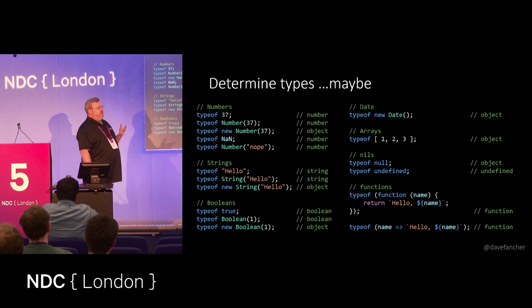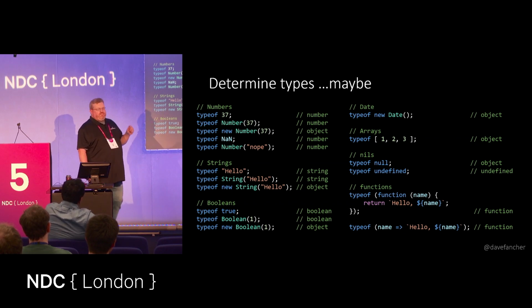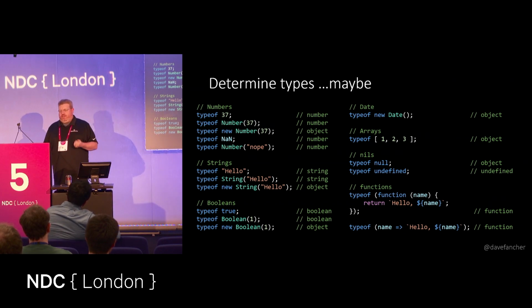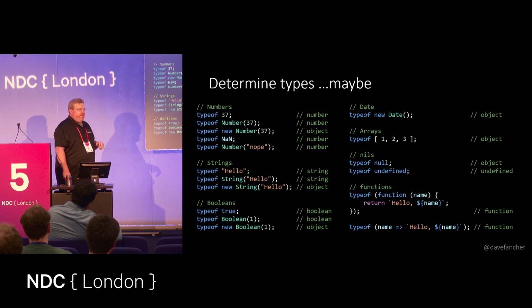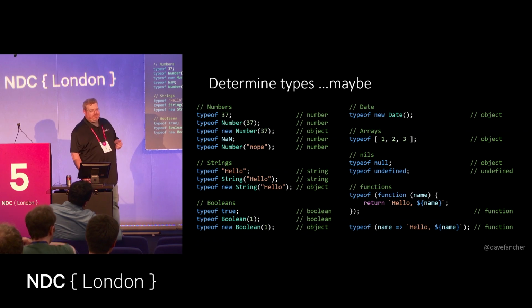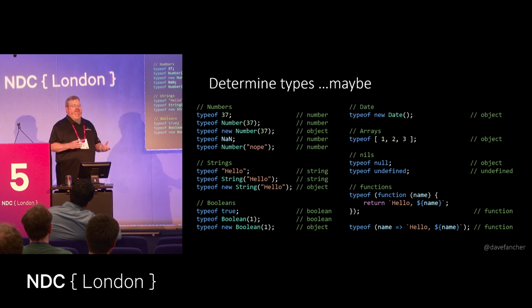MDN has some discussion about the pragmatism of type of, and it actually provides an alternative implementation that you can use, which I looked at. It looks pretty decent, but I use Lodash, so I didn't care that much. But if you need to understand what your data types are, type of may or may not give you the answer you're looking for.